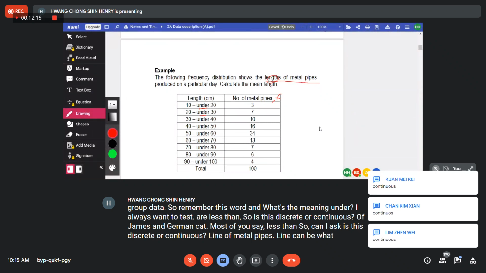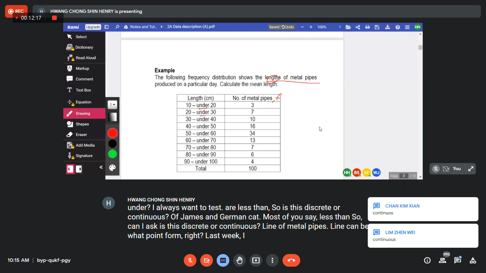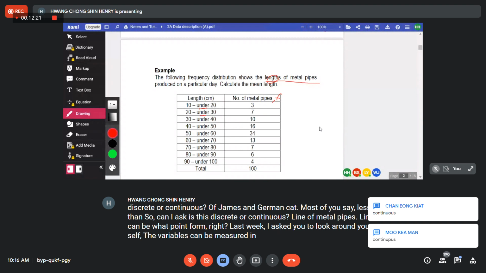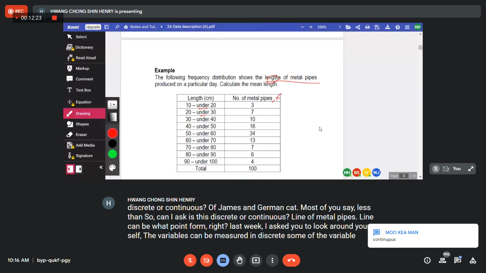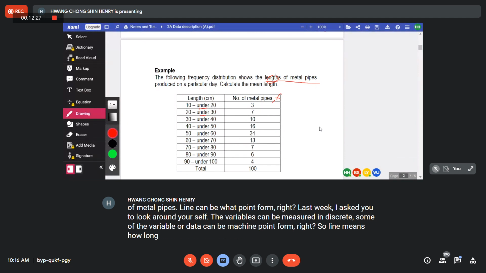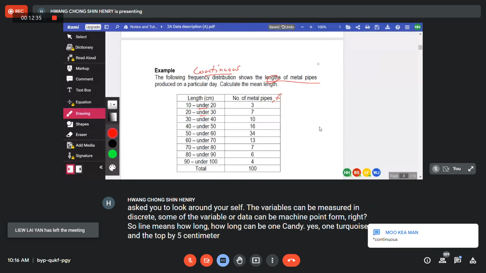Point form, right? Last week I asked you all to look around yourself. Some of the variables or data can be measured in point form, right? So length means how long? How long can be what? 20. Yes, ma'am. 12.5 centimeter, 13.2 centimeter, correct or not?